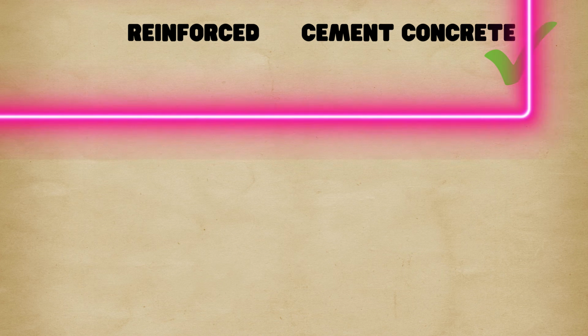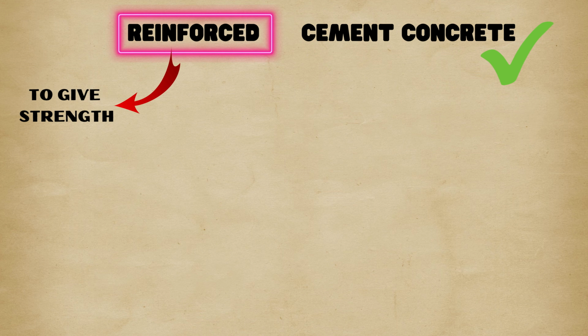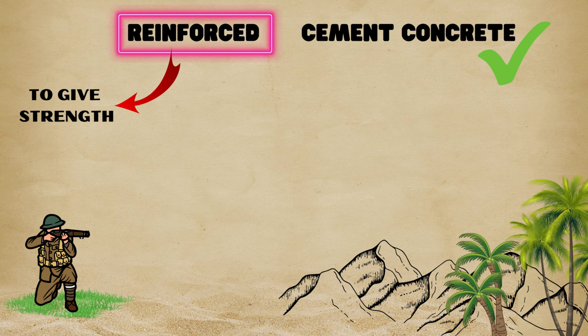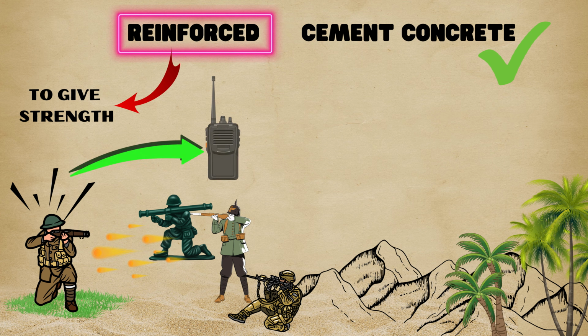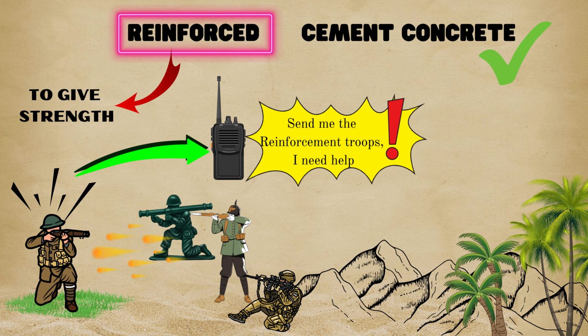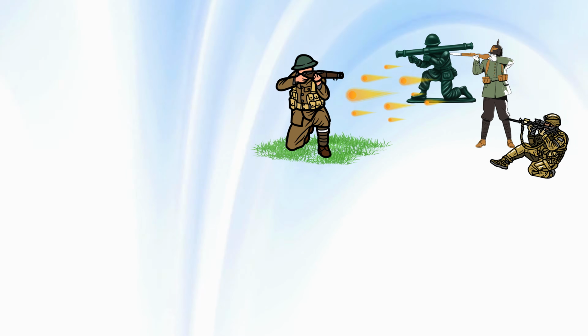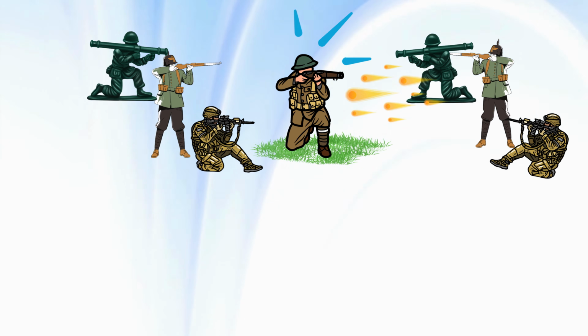Now let's talk about the word reinforced. Reinforced in general means to give strength. Understand it by an example. Suppose there is a soldier and he is at the border. Suddenly the enemy troops start attacking him and he is feeling weak in front of them. So he picks up the radio and starts saying, "Send me the reinforcement troops." As we can clearly depict from this scene, we need more soldiers which can give strength to our endangered soldier and help him fight the enemy troops.